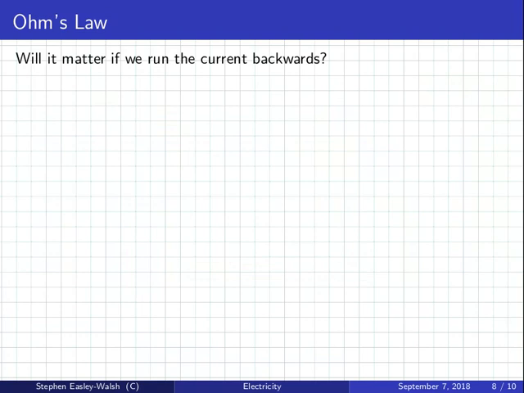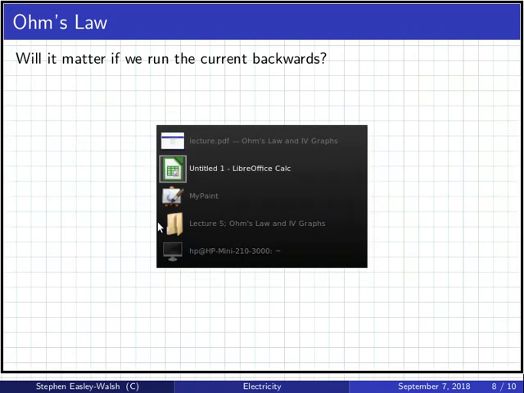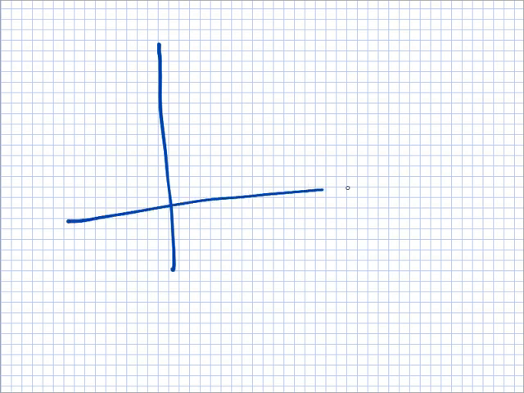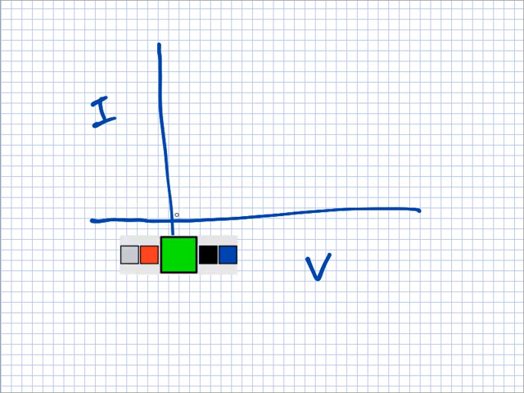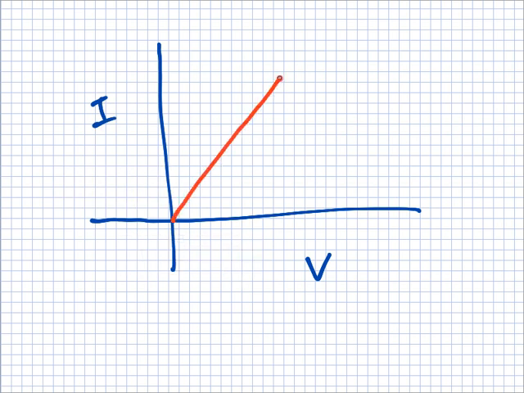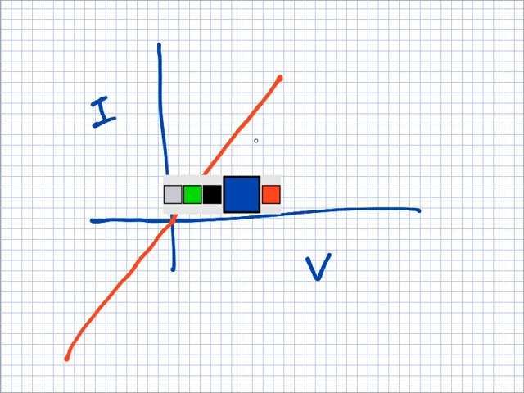Will it matter if we run the current backwards? Well, most of the time it doesn't. So for example here, sorry, I'm having trouble drawing straight lines. There's the voltage and there's the current, and there's our ohmic material. If I take the resistor and turn it around, or if I just turn the battery around, the values will become negative. If everything is swapped, you'll get negative current and negative voltage. But it doesn't really matter, it'll just be the same in the opposite direction. That's the same for a lot of things.